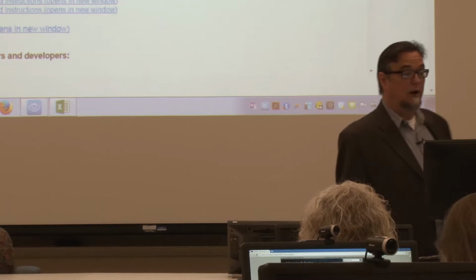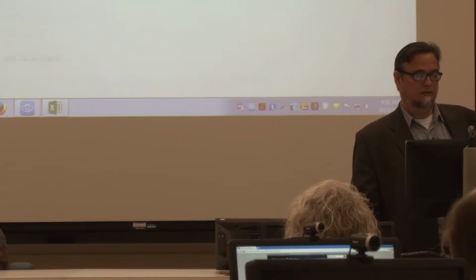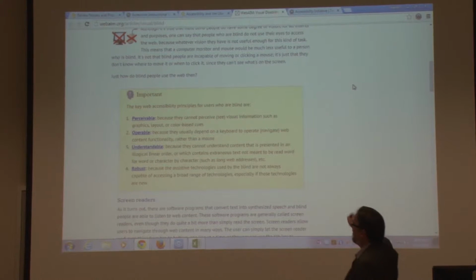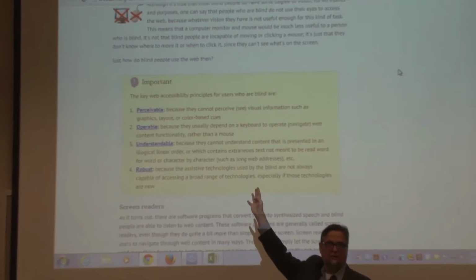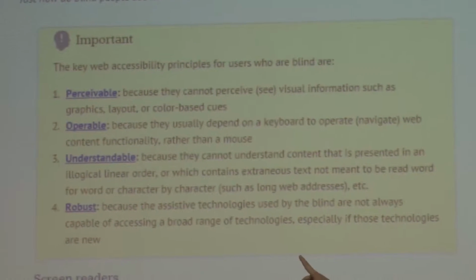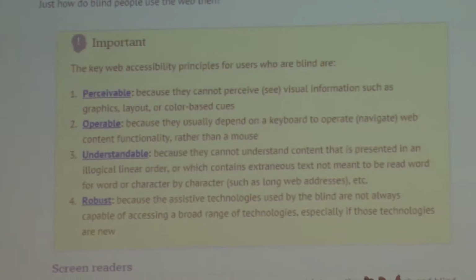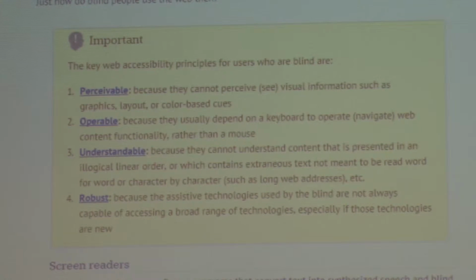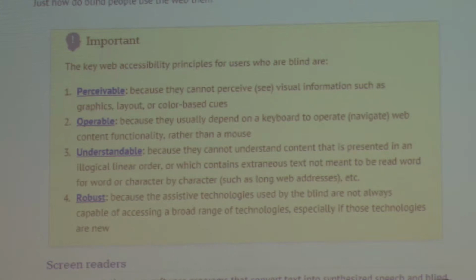So looking at individuals who are blind, this group is very interesting. For the accessibility component, they're the one group that actually requires all four principles to be met in design. The rest of the groups do not, but this group does. Specifically, when we're talking about perceivable, it's because this group cannot perceive visual information, graphics, layouts, color-based cues. They usually depend on another type of input source if they're using, for instance, a computer, to get access to different types of technology. They cannot understand content that is presented in an illogical fashion. Bad layout.